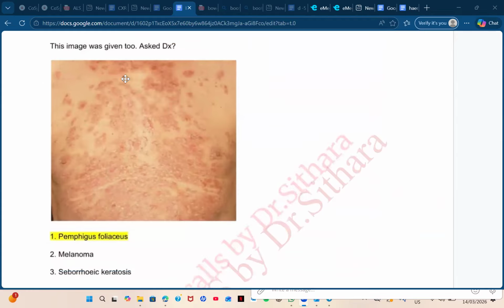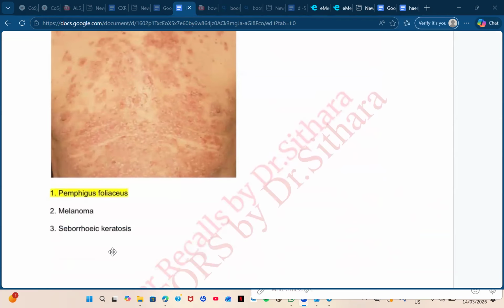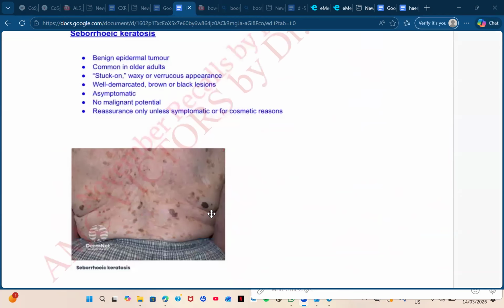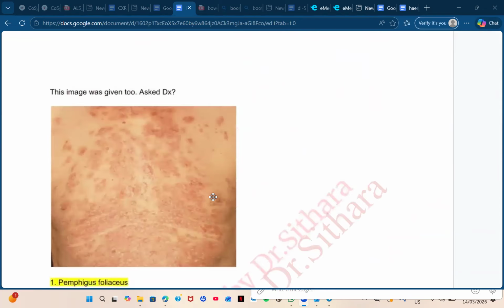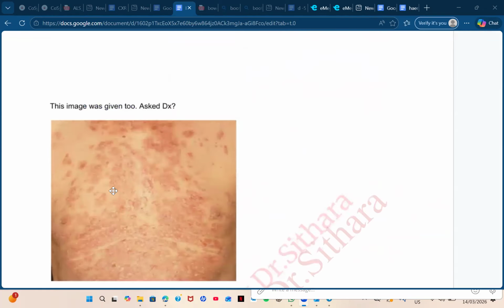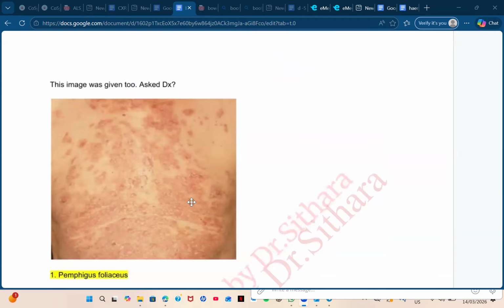And you should know to differentiate this Pemphigus foliaceus from seborrheic keratosis, because this is seborrheic keratosis in the back of the patient, right? Back of the patient, and because this picture is given from the recolor, right? Recolor, and you can be confused. That's why I have added this picture here.